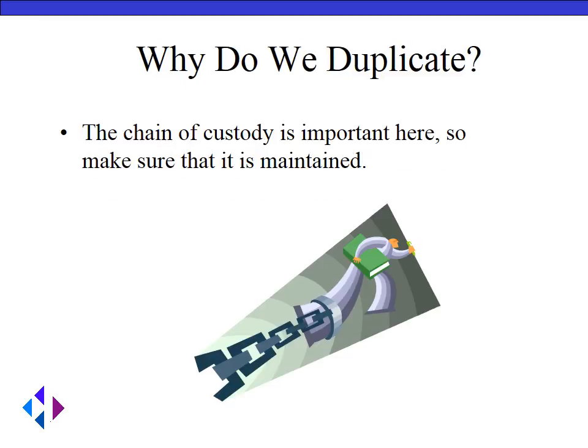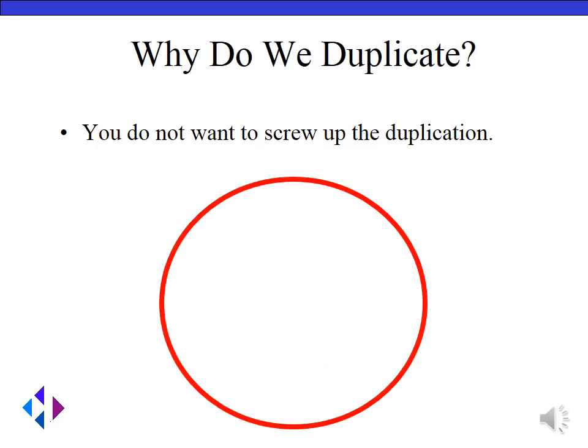The chain of custody is important here, so make sure that it is maintained. Normally you should have a form that you use on all the cases that is a consistent chain of custody. Who handled it, when, where, and who was it transferred to or back to. Like the graphic implies, you do not want to screw up the duplication. You do not want to give the defense any inroads into anything that they could use to confuse a jury or confuse a judge.